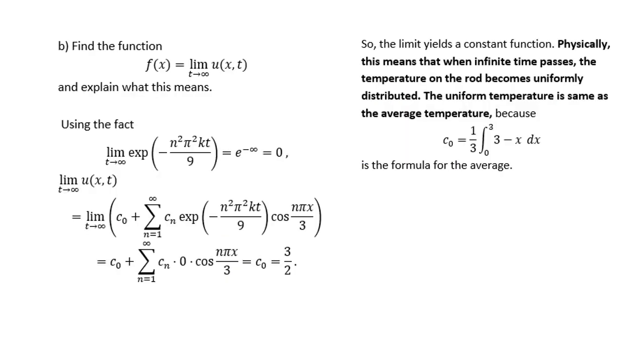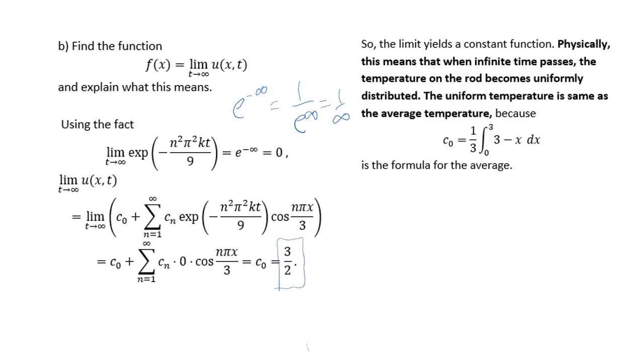Now the second question is find the function f of x as you take t to infinity, and explain what this means. Well, what does that mean? If you have e to this power and you send t to infinity, that's like e to the negative infinity. But what is e to the negative infinity? That's 1 over e to the infinity, and e to the infinity is infinity. So 1 over infinity gives you 0. And because this all goes to 0, in the sigma you end up with just zeros everywhere, and the only survivor is C0, and we know that C0 is 3 over 2. Okay, and so that's the limit.